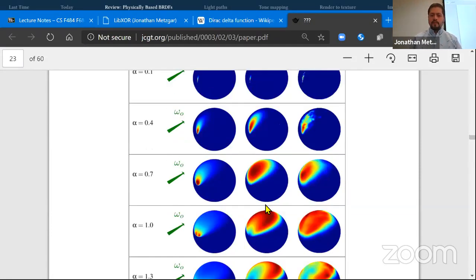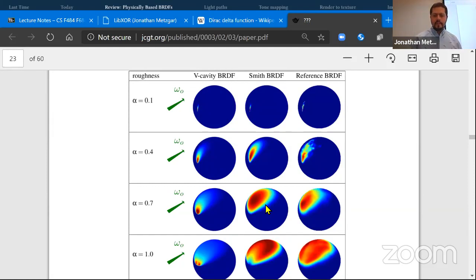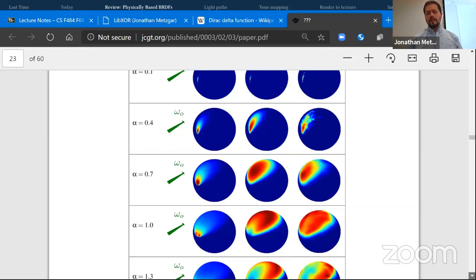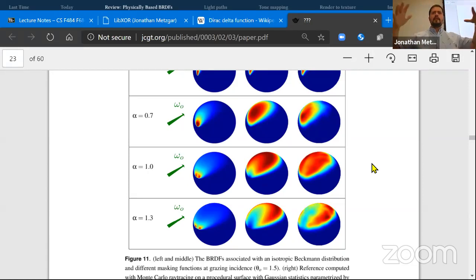But one of the cool results over here is that if you use the older V cavity BRDF versus the Smith BRDF, and we're going to talk a little bit more about the Smith BRDF, when you measure it against a reference, in other words, you randomly generate the surface and then measure the actual reflectance that you get, you end up getting a closer match with the Smith version versus the V cavity. The V cavity model comes from some older research into electromagnetic scattering on rough surfaces, and Smith came along and derived a new version of that. But it's only been recently that we've actually bothered to utilize it.